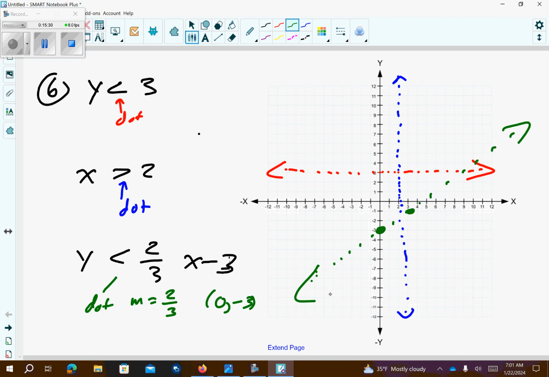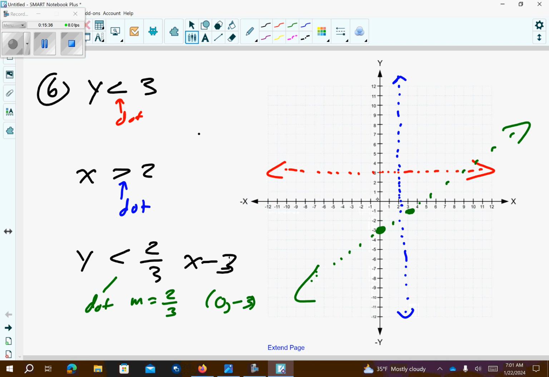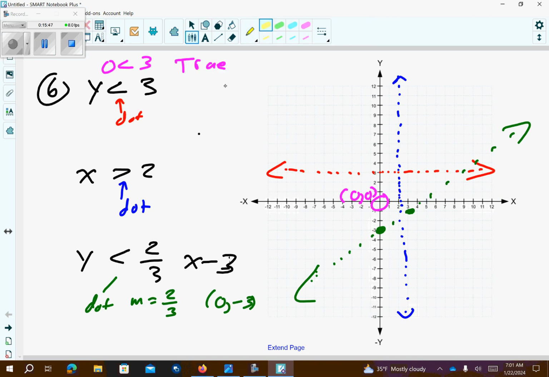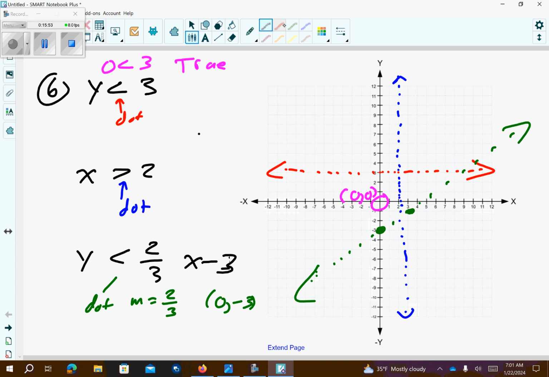All right, I'm going to pick 0, 0. Let's pick a nice hot pink color to test this. So I'll pick our 0, 0. Let's plug it in. So is 0 less than 3? That's true. Okay, so let's think about this. This is going to be weird to graph, but we'll try and make it work. Actually, you know what I'm going to do is I am going to use this crayon.